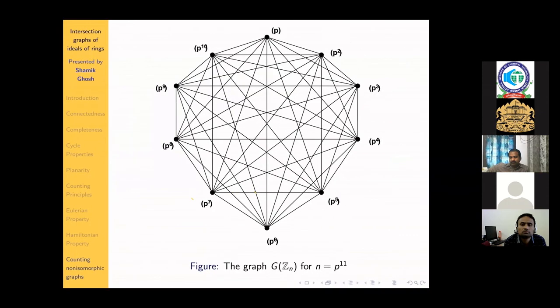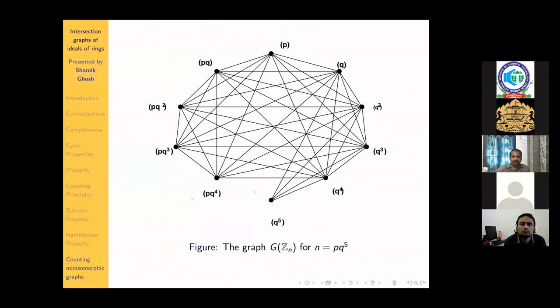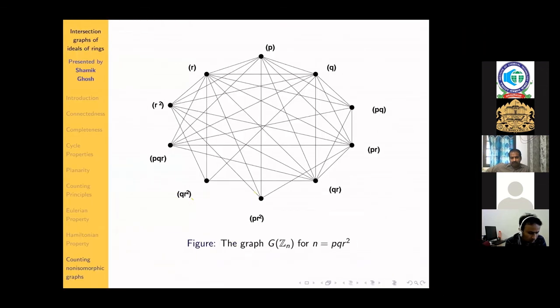And you see that these graphs are non-isomorphic. This is the complete graph, that is p to the power 11. And this is the graph of p q to the power 5. This is the graph of p square q, and this is the graph of p q r square. It has comparatively less density than these graphs.